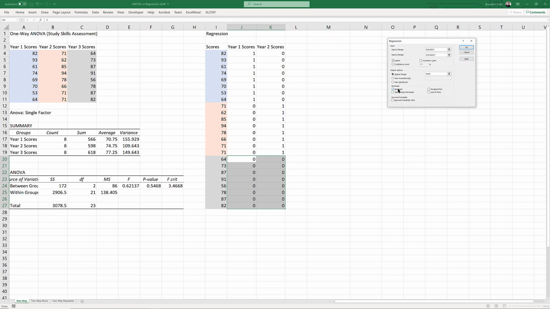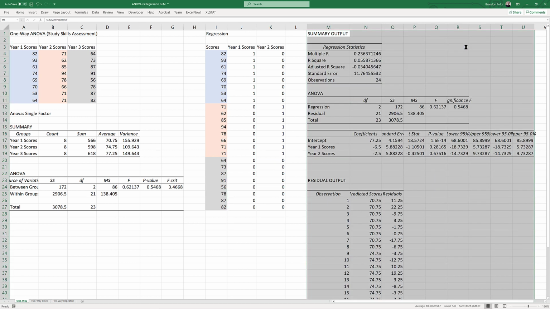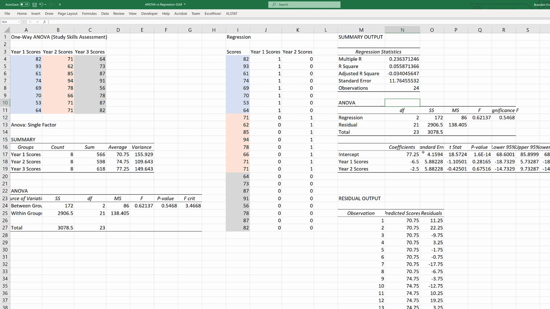Now I'm going to go ahead and add residuals here in this selection because I want to talk over those with you very quickly once we run it. So let's go ahead and click OK. And there we go. So now what about the comparison between these two? So first, I want to draw your attention to the total sum of squares for each method. In regression, our total sum of squares is 3078.5.